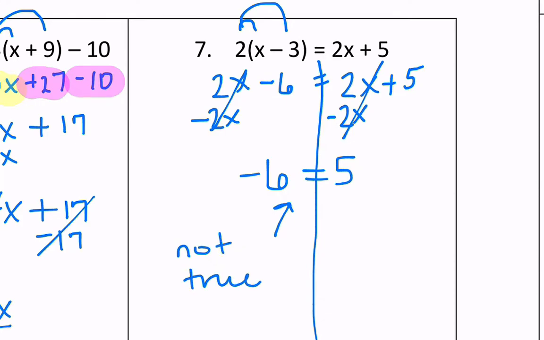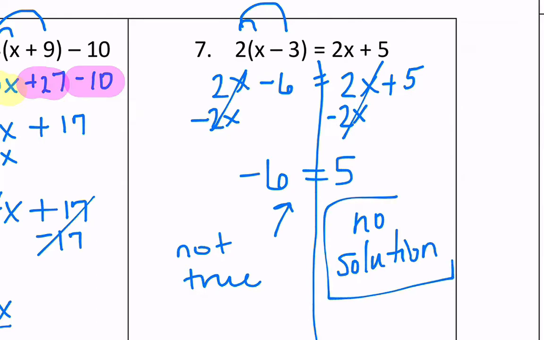So that's not true. So whenever that happens, if you end up solving something and it comes out to be a not true statement, everybody knows that negative 6 does not equal 5. That is not true. If that happens, your final answer will be no solution. That means no number that we plug in for x will work. No solution is our final answer. So remember, you write no solution if it comes out to be not true. Yeah, that ain't right. Not true.